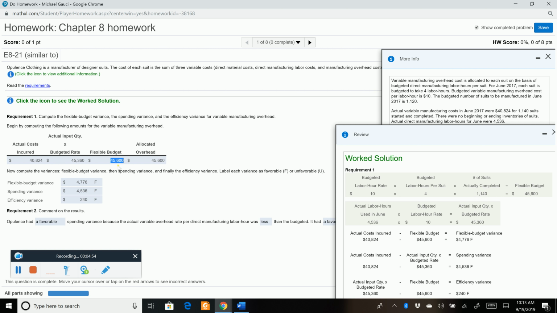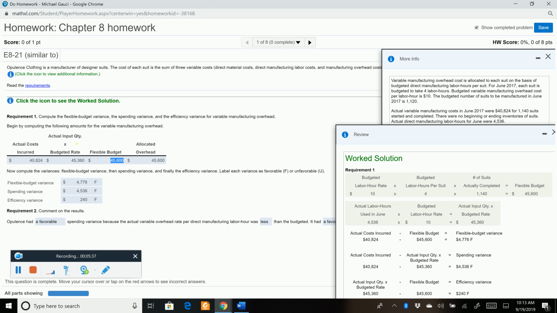That's where you get your 45,600. When we compare the 45,600 to the 40,824, which is the actual cost incurred, the difference is, let me pull up my calculator, 4,776. And you can see the actual costs came in lower than what was allowed for this level of activity. That's why it is a favorable variance. So the overall flex budget variance is 4,776 favorable. Now, to break up this flex budget variance into two pieces, we're going to throw in this middle column.